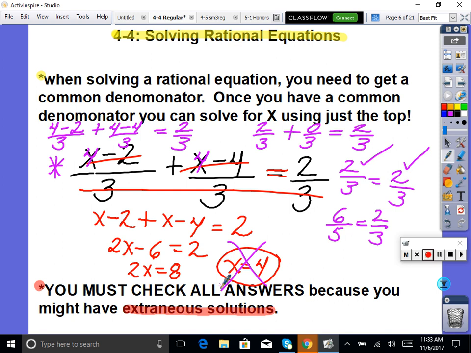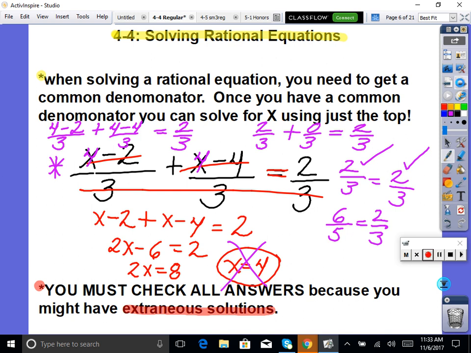So what happens is when we're manipulating these equations, when we're getting a least common denominator, we're changing up the problem. And even though when we solve, we get an answer, is it an answer of the original equation? Well, we don't know until we plug it back in. So basically, guys, check your answers. If it's right, keep it. If not, throw it out. Does that make sense, everybody?